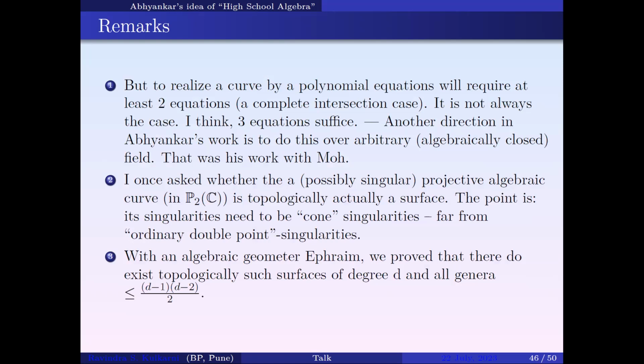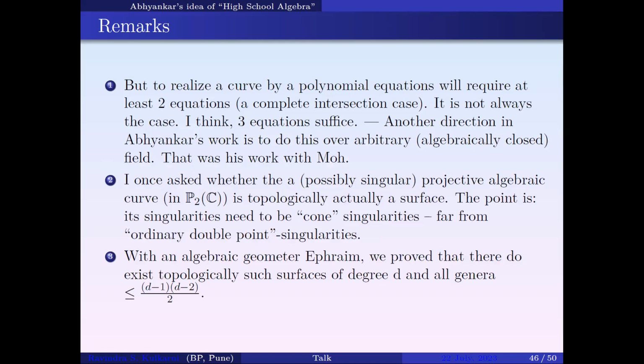Again, some problem. It's not always a complete intersection. So there will be at least three polynomial equations you need, and that's over the complex numbers. But this is one other direction in Abhyankar's work, in which to do this over algebraically closed fields. And this was his continuing work with Moh. I think he did some 10 years of work on this, how to write down equations for a curve in three-space.